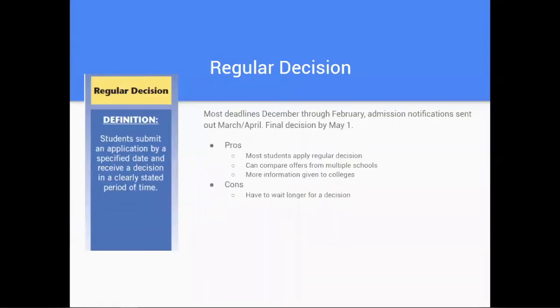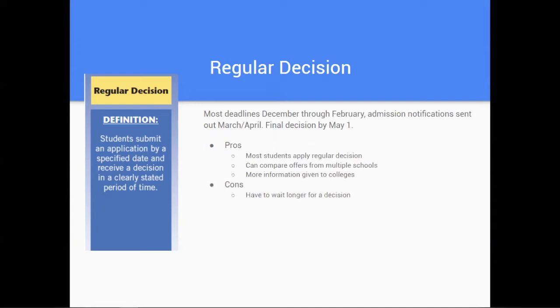So regular decision is basically when a student submits an application by a specified date, and they receive an acceptance or denial decision within a clearly stated period of time. Most of the regular decision deadlines happen sometime between December and February, and most of the admissions decisions are made by March or April. For all students, the final decision date to make a deposit is May 1st. So that's something to keep in mind.